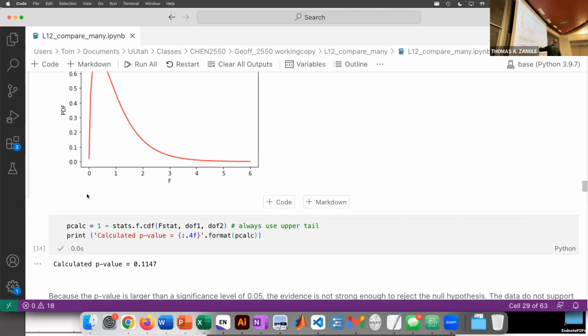This scale is going to be based on the number of degrees of freedom. This F statistic curve would change, would shift. And exactly how tight or narrow the distribution is will change based on that.